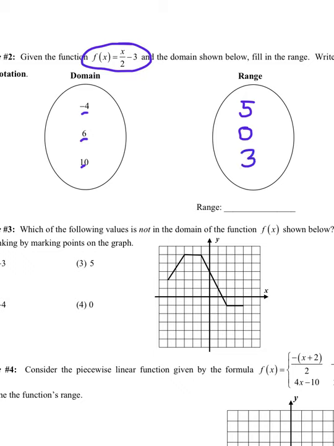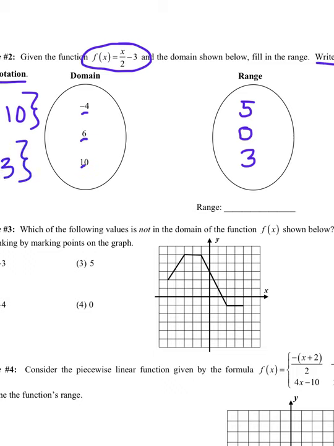So the domain, it says here, write the set in roster notation. Roster just means a list, and we usually write them in a little bracket. The domain would be -4, 6, and 10. And I'll label that with a D. The range would be -5, 0, and 2.